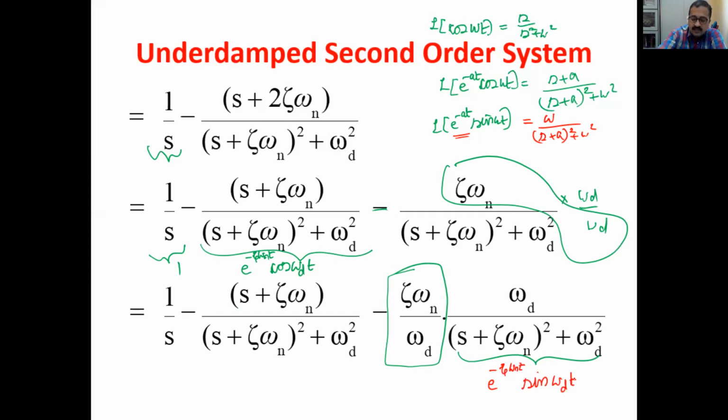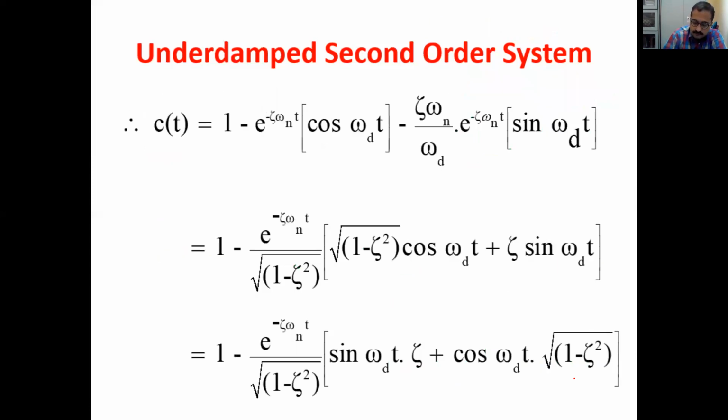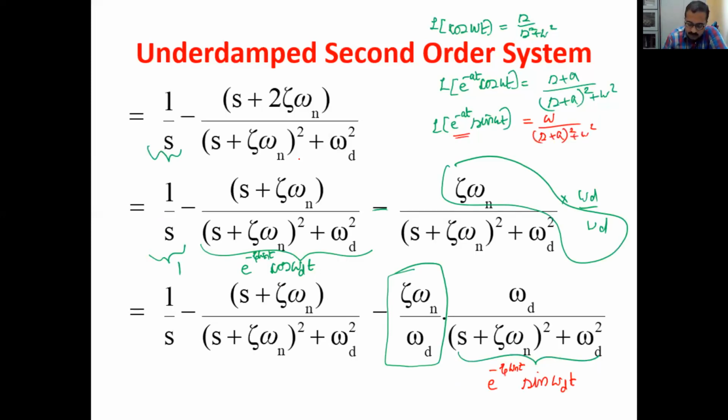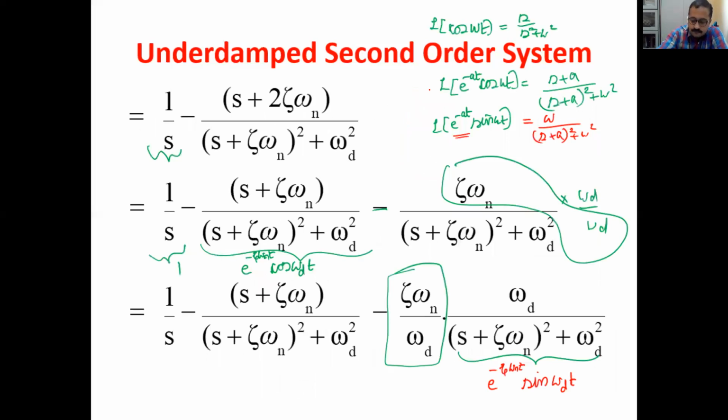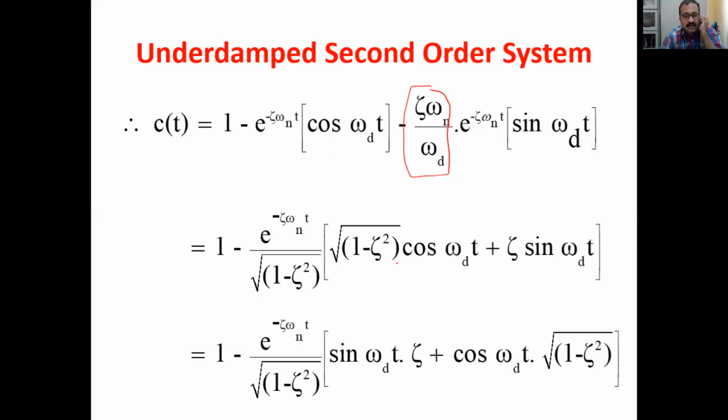Okay. So now we can take the inverse Laplace transform. You get 1 minus e raised to minus zeta omega n t cos omega d t minus zeta omega n by omega d, which we took out separately here, into e raised to minus zeta omega n t sin of omega d t. Now what is omega d t? I can write this as 1 minus e raised to minus zeta omega n t into cos omega d t minus.